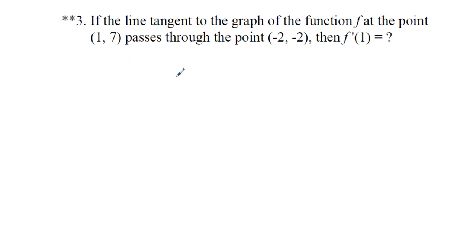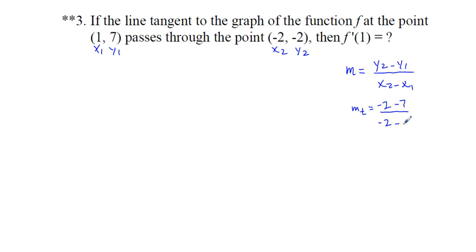And so if we have x1, y1, and then x2, y2, we can use the slope formula to find the average rate of change. So m equals y2 minus y1 over x2 minus x1. And to bring that out, we have m sub t is equal to y2, which is negative 2, minus y1, which is 7, over x2, which is negative 2, minus x1, which is 1.